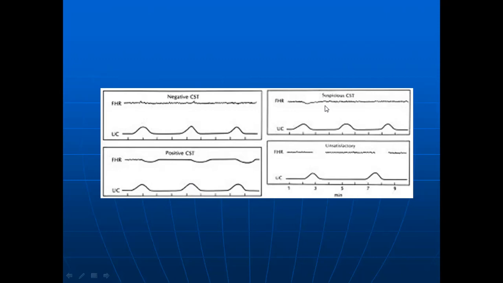Suspicious contraction stress test. Here I cannot decide what the problem is. There is only one deceleration occurring, like in 2 contractions without deceleration. We say that at least 50% deceleration must occur, not 1 per 3 contractions. The last one, unsatisfactory. I cannot interpret the result here. There are not enough contractions, or the fetal heart rate is not continuous because the fetus can move.